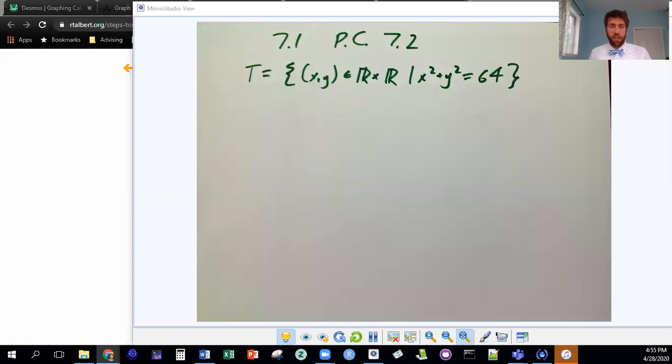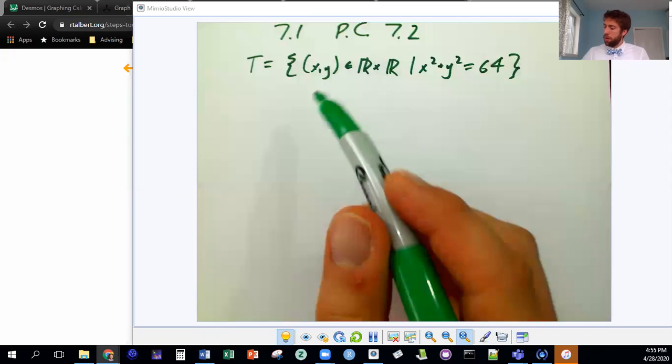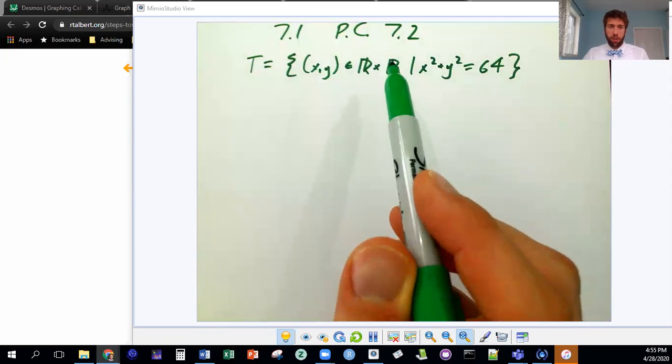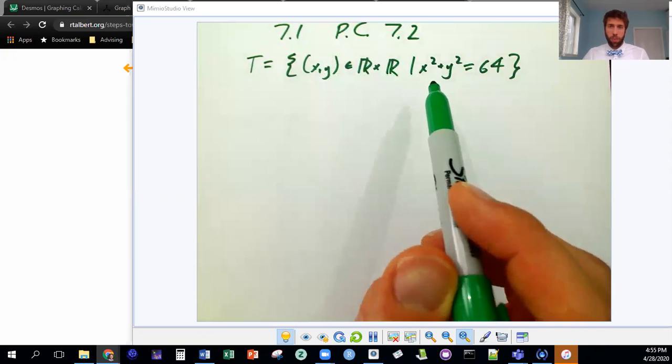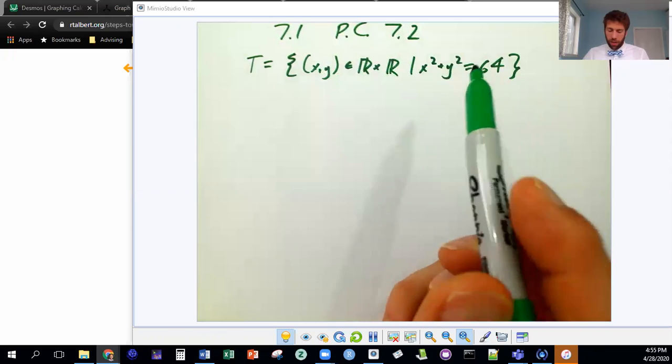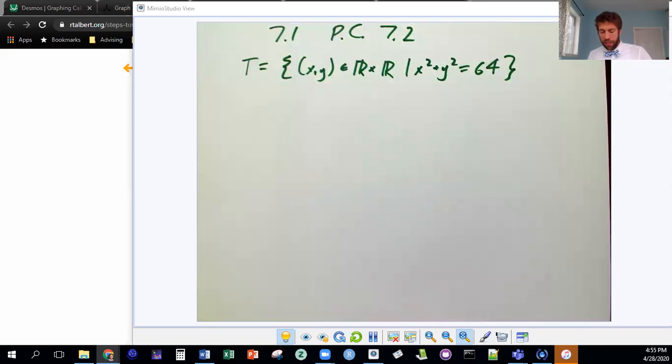So here we have a set T, which is the set of (x, y) that are in the real numbers cross the real numbers, such that x squared plus y squared equals 64. Okay, so number 1a asks, explain why T is a relation on the real numbers. Well, it's a subset of the real numbers cross the real numbers. You go back to the definition on page 351, all you need is a subset of the set crossed with itself to be a relation on that set.